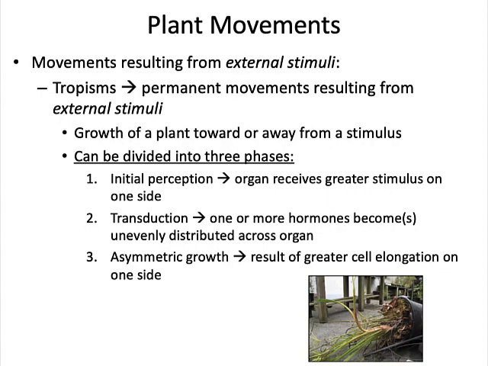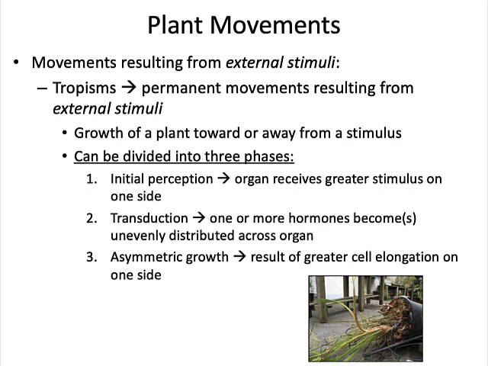Another group of movements are those resulting from external stimuli. The word that describes permanent movements from external stimuli is tropisms. And we're going to learn a list of different types of tropisms in just a moment. Overall, we can define tropisms as the growth of a plant towards or away from a stimulus.